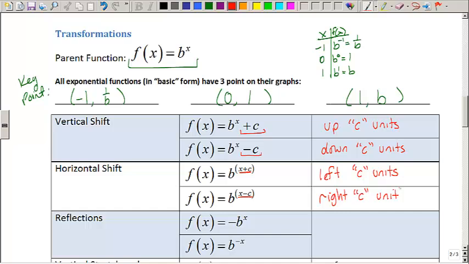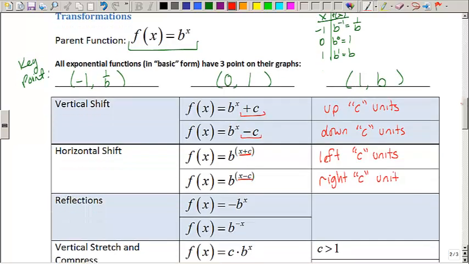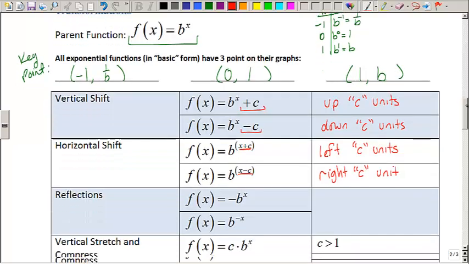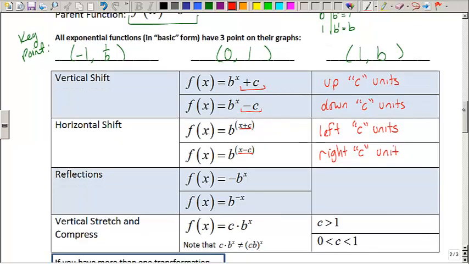Again, all of these are moving from your key points. The reflections are a little bit different than what we talked about in the transformation sections before, where we kind of combined the reflections and the vertical stretch and compress. But I wanted to make sure that you saw that there was a clear distinction here, and we're going to add an extra piece of information that you haven't seen before.